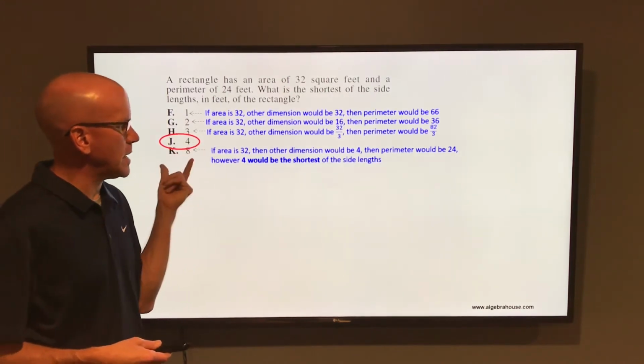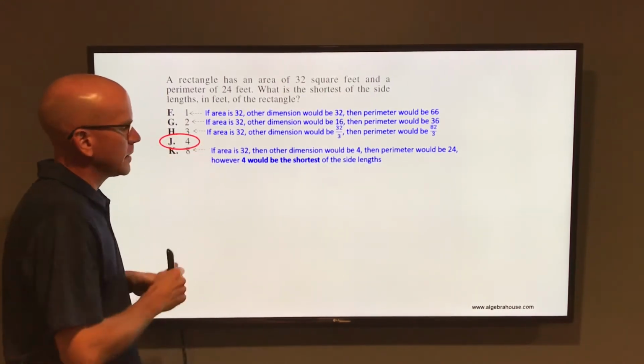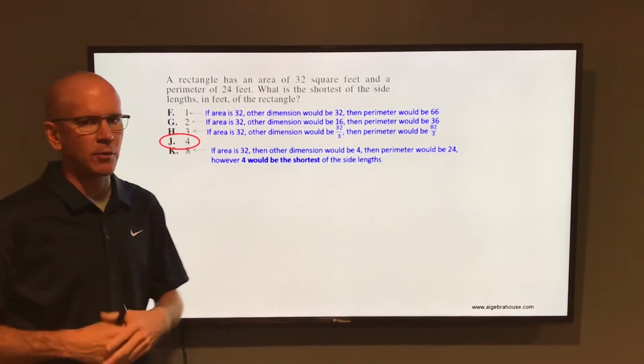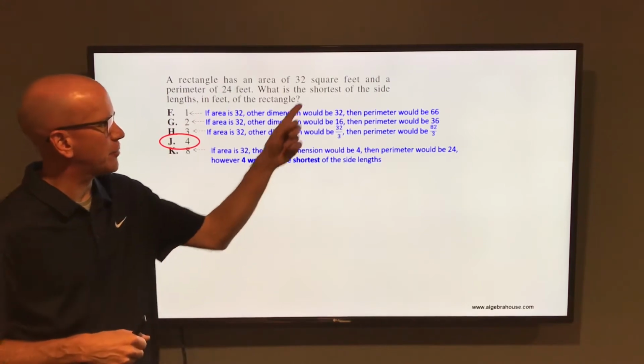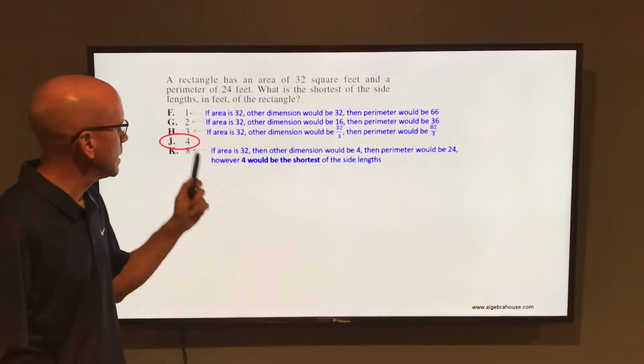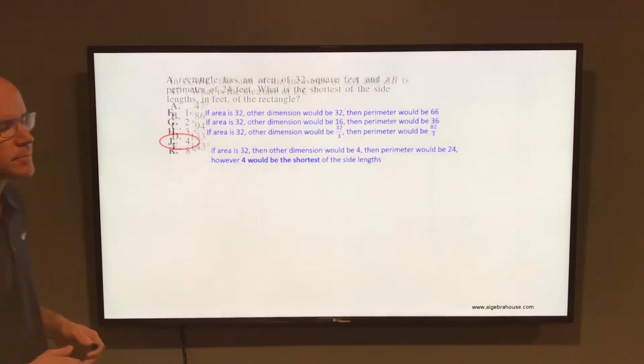That's shorter than 8. If the width was 4 and the length was 8 on the rectangle, that would produce an area of 32 and a perimeter of 24, but we want the shortest of the two. That's why J is the right answer.